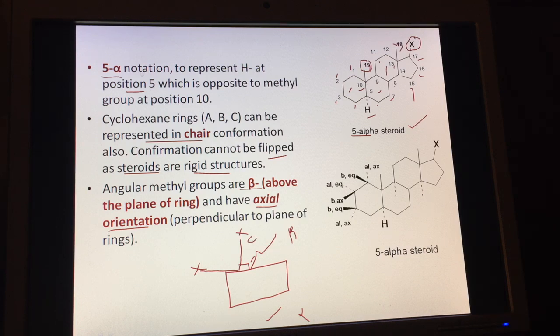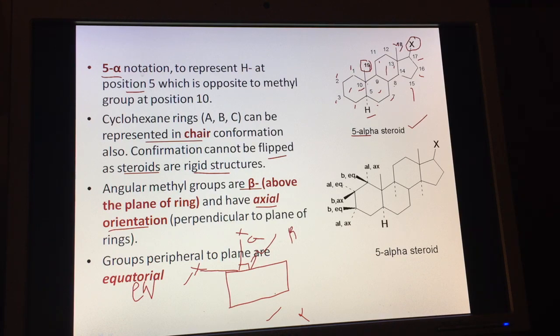This is called axial, and when the groups are peripheral, it is called equatorial. This is equatorial. So angular methyl groups that are beta, meaning they are above the plane of the ring, have the axial orientation. Now as we have just discussed, the groups that are peripheral to the plane are called equatorial.